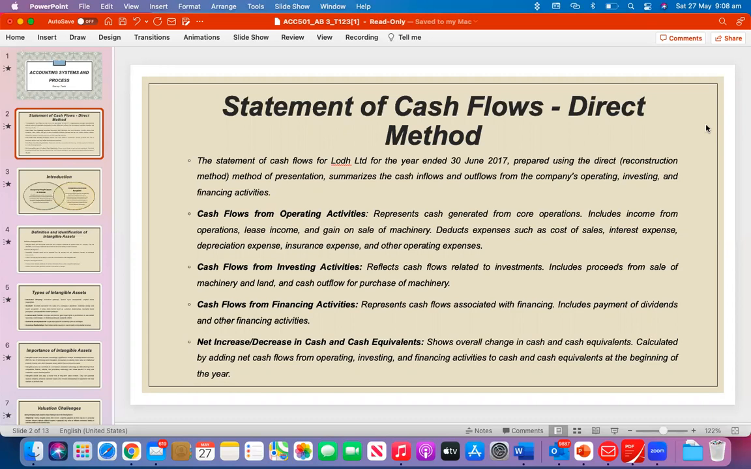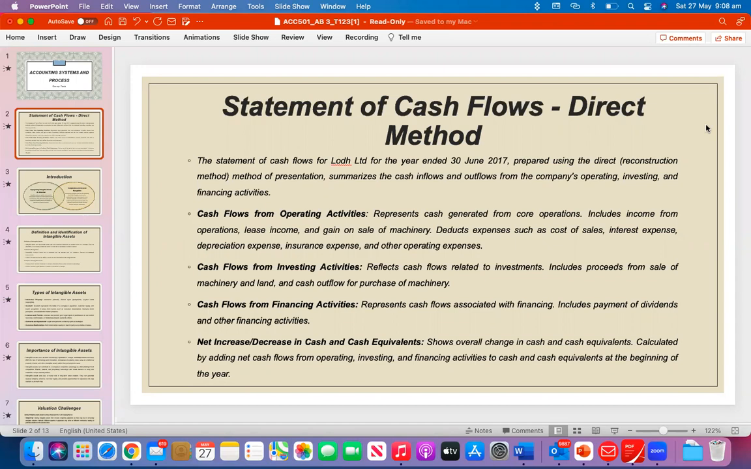Cash flows from operating activities represent cash generated from core operations, which include income from operation, lease income, and gain on sale of machinery. Deduct expenses such as cost of sales, interest expenses, depreciation expense, insurance expense, and other operating expenses. Cash flows from investing activities reflect cash flows related to investments, including proceeds from sale of machinery and land, and cash outflow for purchase of machinery.